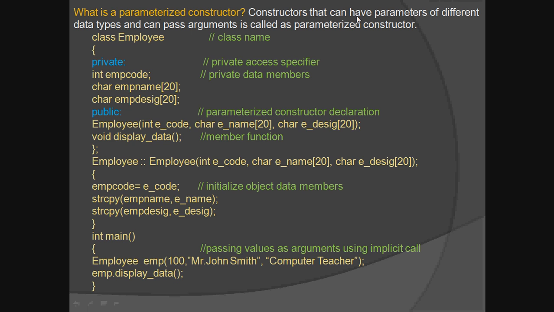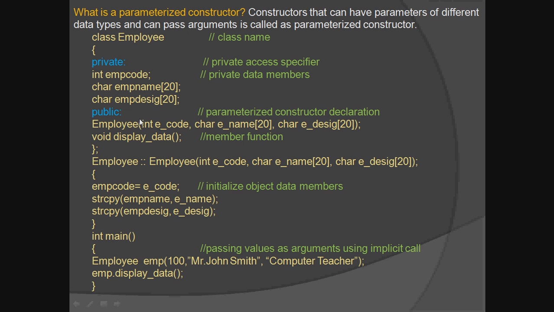Constructors that can have arguments, or that can have parameters of different data types, so that you can declare parameter variables of different data types and pass arguments, that is values, are called parameterized constructors. If you see this particular program, the same program, in the public member function declaration section, this is a normal member function, but this is not that. This is the constructor declaration, and in this case it is a parameterized constructor declaration.